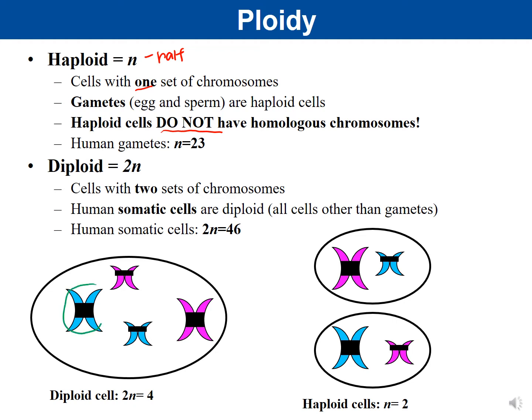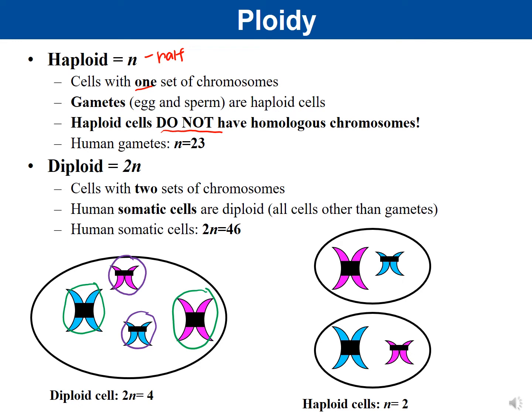So this and this are a homologous pair. They're the same size, the same centromere position. Whereas this and this are a homologous pair. They're the same size, same centromere position. Notice that for each homologous pair, one comes from mom, it's a pink chromosome. One comes from dad, it's a blue chromosome. So this cell on the left is a diploid cell. Di, again, means two. It has its homologous pairs.